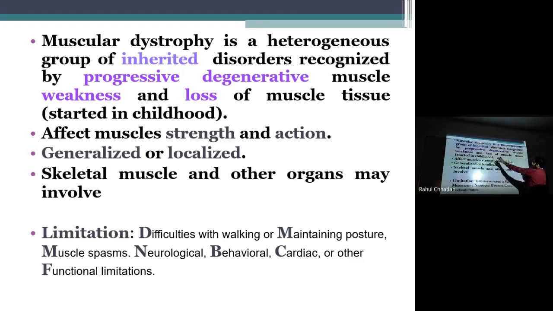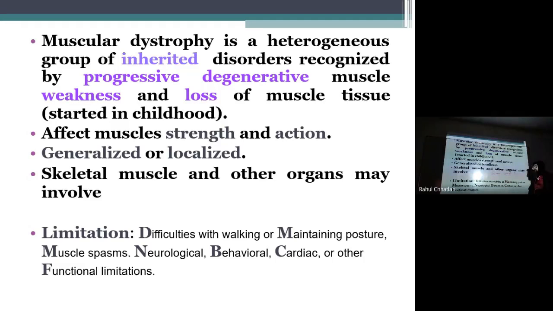So it is a progressive degenerative muscle weakness, dystrophy, and loss of muscle tissue which starts in childhood. Up to 8 or 9 years, up to the next 20 years, it is being diagnosed. All the muscular dystrophies affect muscle strength and action. We see the three main aspects of the muscle: endurance, strength, and power. Muscular dystrophies affect the strength.